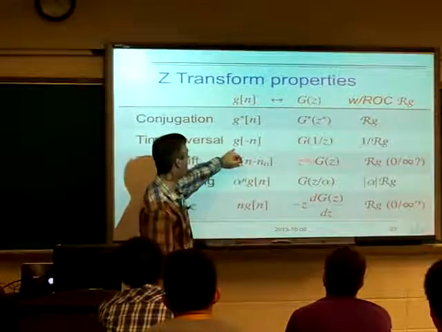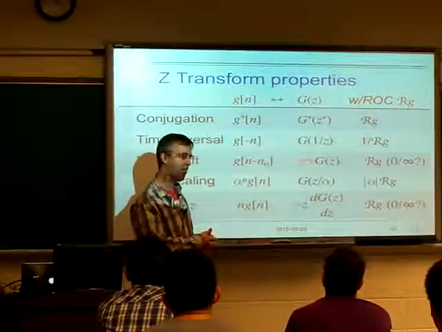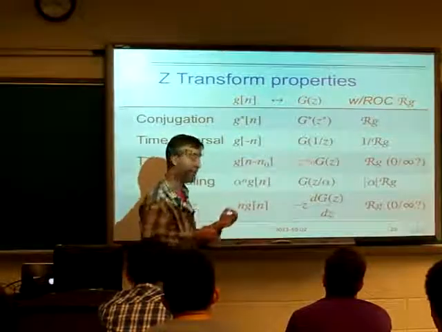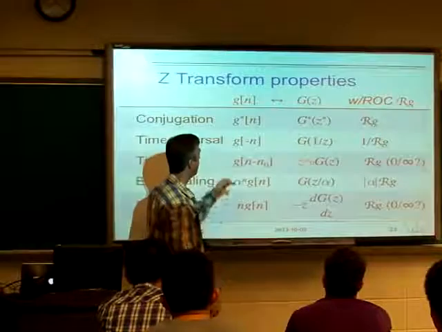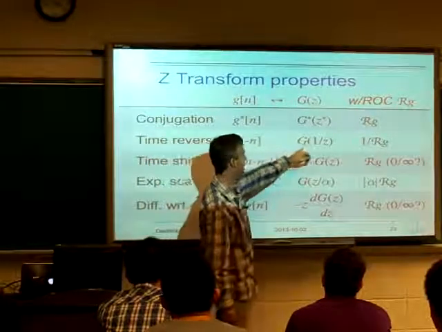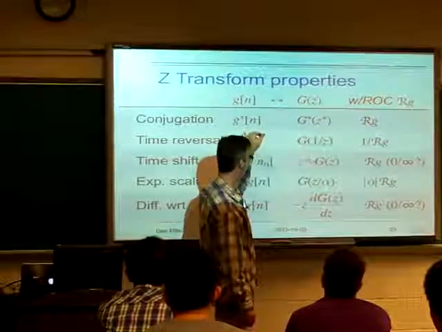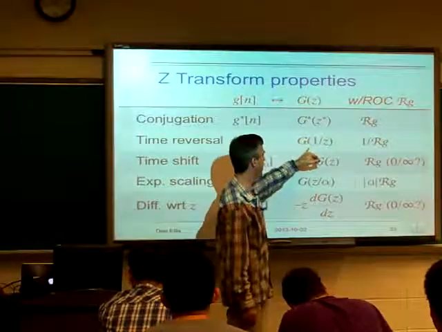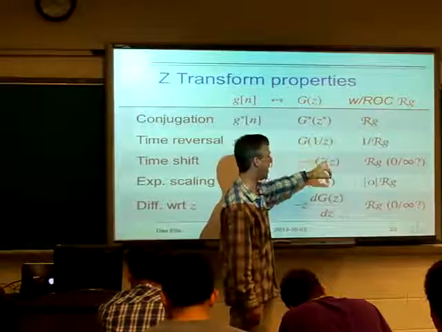If you time reverse, then if you just put that into the z-transform expression, that's basically just flipping the order of powers of z. And so the z-transform of g of minus n is G of z to the minus 1, if G of z was the z-transform of g of n, or G of 1 over z.